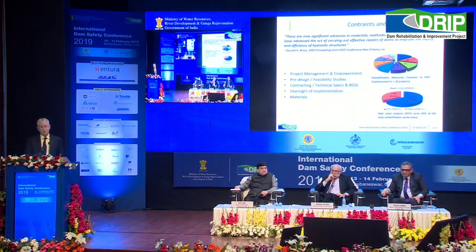So what are the constraints that we're dealing with here? I listed five of them that I picked up over the last 5 years: project management and empowerment, pre-design feasibility studies, and contracting and oversight and materials. These have all been hurdles to overcome during the implementation of these projects. And it's been interesting to see how the changes have come about over this time period. And what we've accomplished is amazing from where we started. And it's very important to get this thought through to everybody: if you can get the willingness of the people to take up this work, anything can be done.